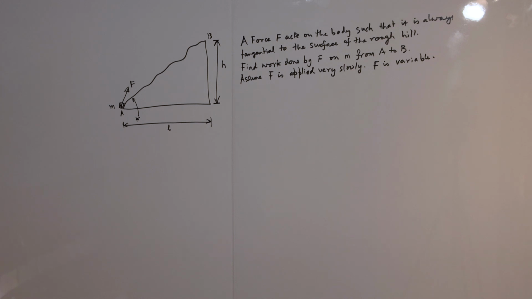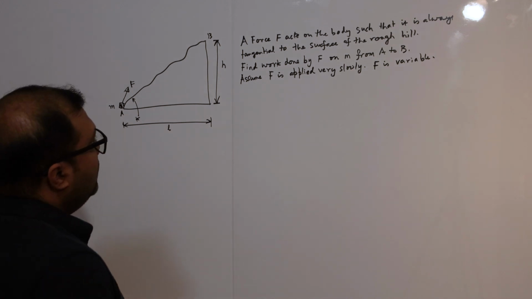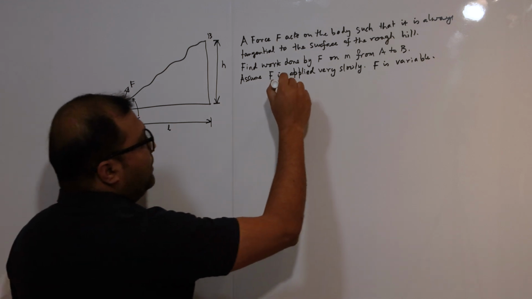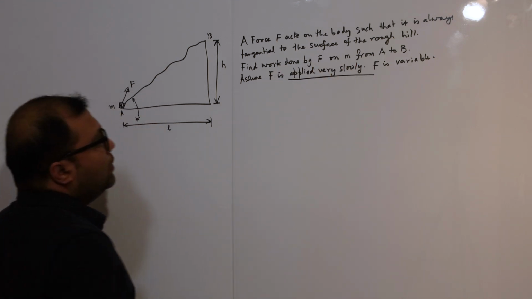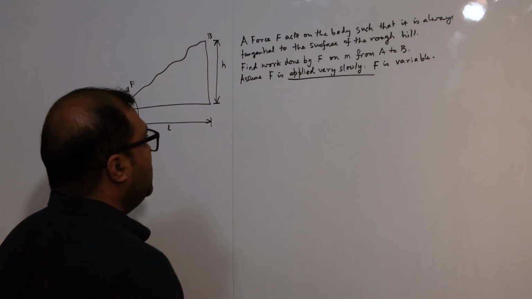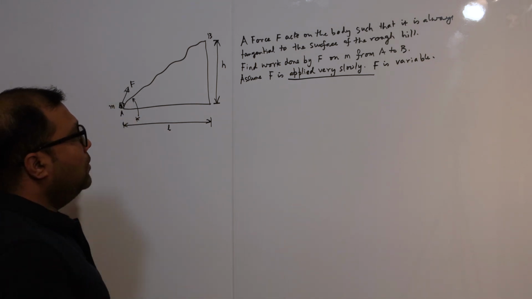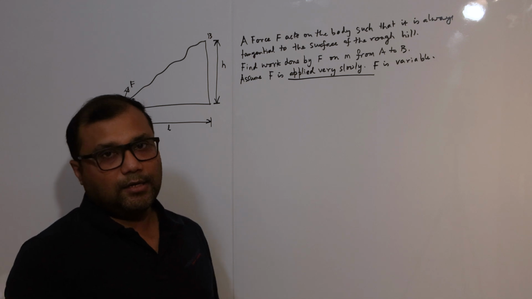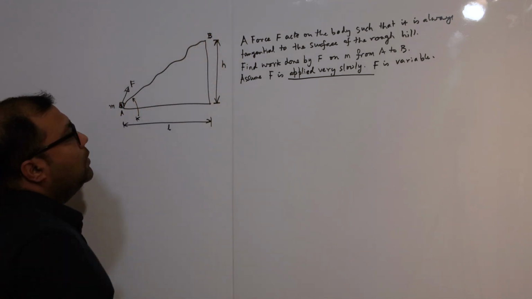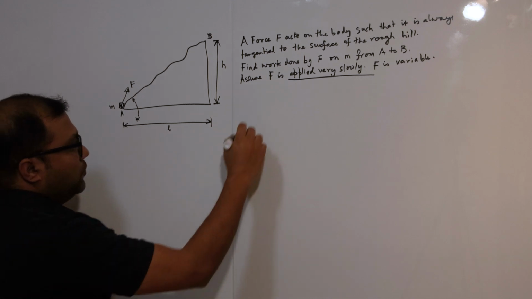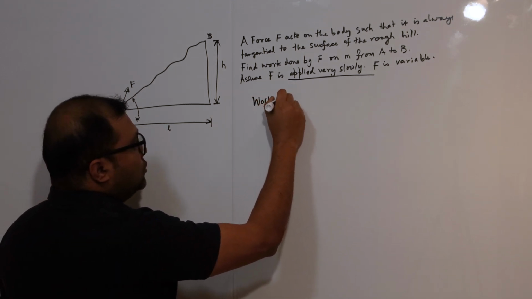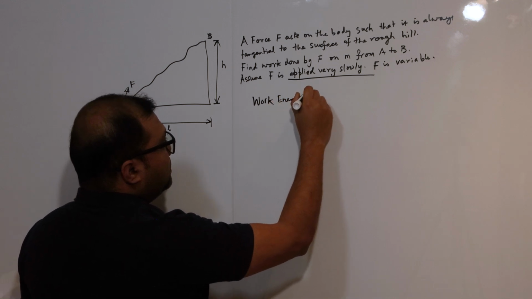Okay, how do we solve this problem? Now, the key here is F is applied very slowly. When it's mentioned it's applied very slowly, it means there is no change in kinetic energy or no velocity applied. Okay, so let's use work energy theorem.